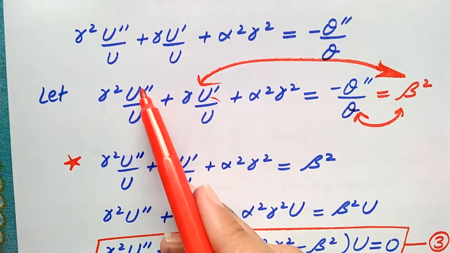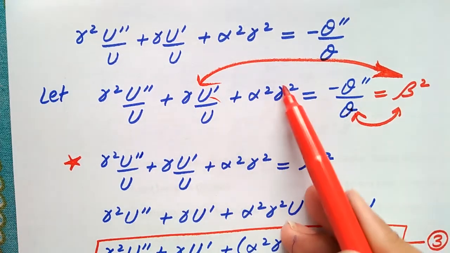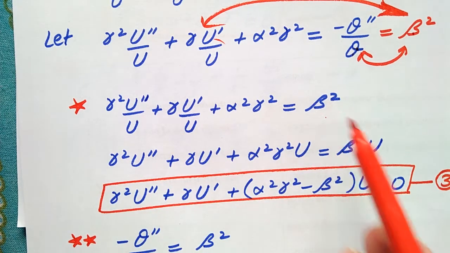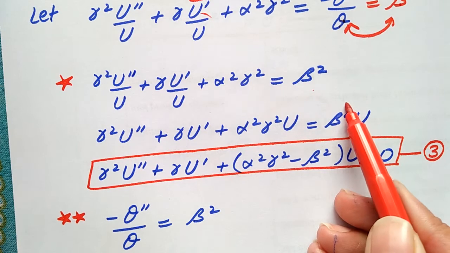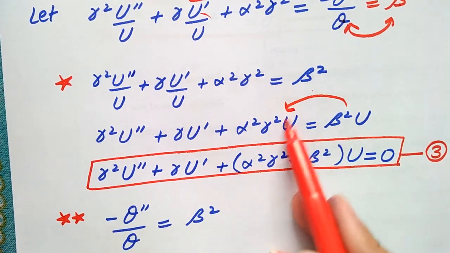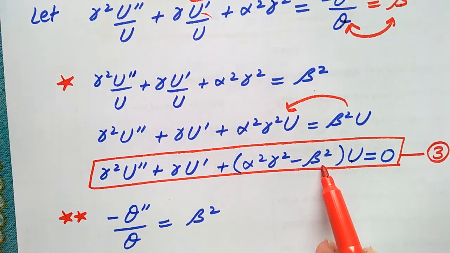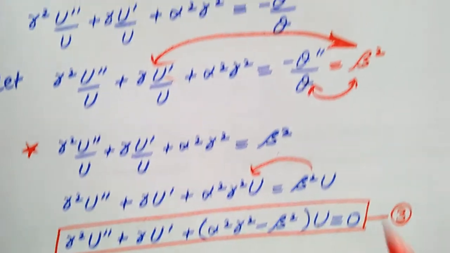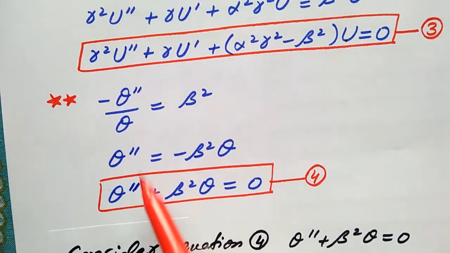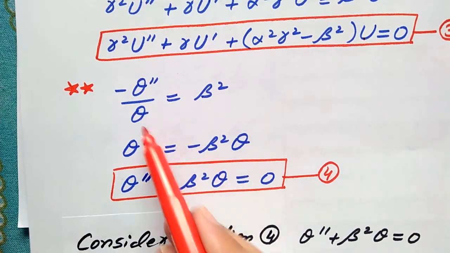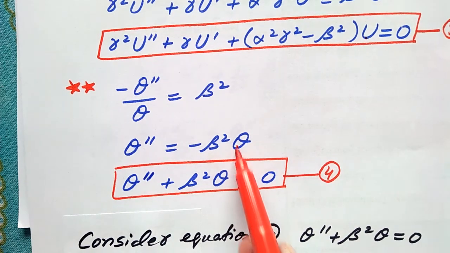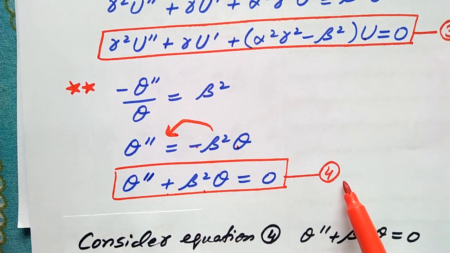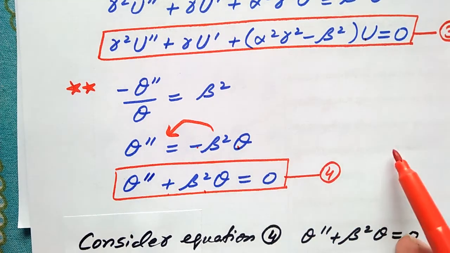Consider this equation: r square u double dash over u plus r u dash over u plus alpha square r square equals beta square. Again I rearrange this equation and multiply by u on both sides. After that I move terms to the left side and take u common from the two terms. I get equation number 3, which will be solved for the value of u. Now consider the second equation I derived, negative theta double dash over theta equals beta square. Rearrange it, multiply by theta on both sides, and move the negative to the left side. I get theta double dash plus beta square theta equals 0. This is equation number 4, and solving it will give us the value of theta of theta.